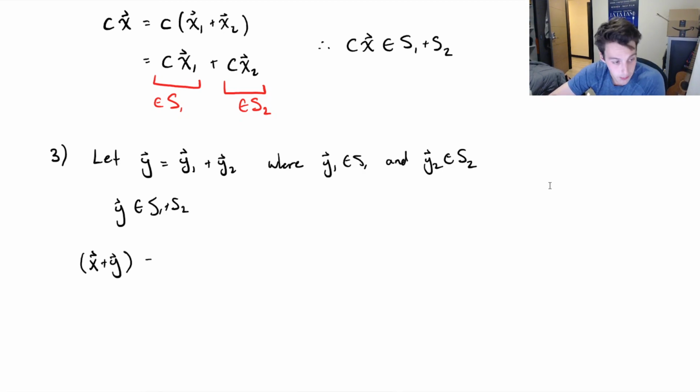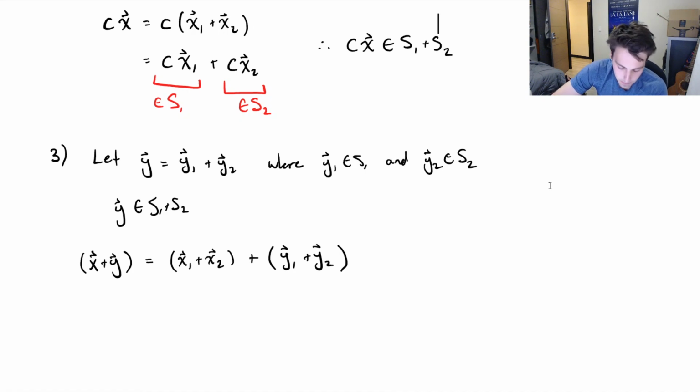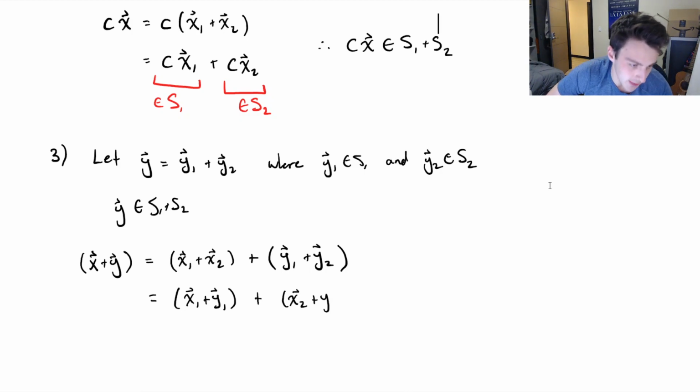Well, X is in the sum, which means that X can be expressed as X1 plus X2, where X1 is in subspace 1 and X2 is in subspace 2. And we are adding Y, which we said is also in the sum of S1 plus S2, so it's y1 plus y2. Great. Now let's do a little bit of rearranging here. We've got x1 plus y1 plus, well, this is just x2 plus y2.